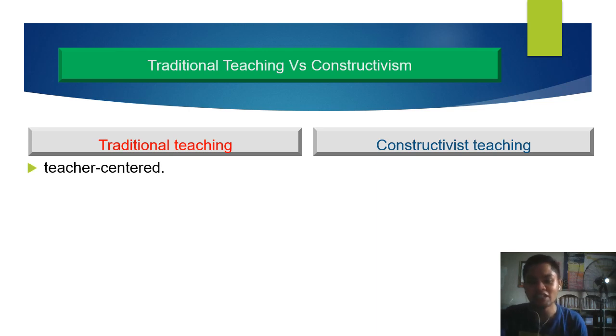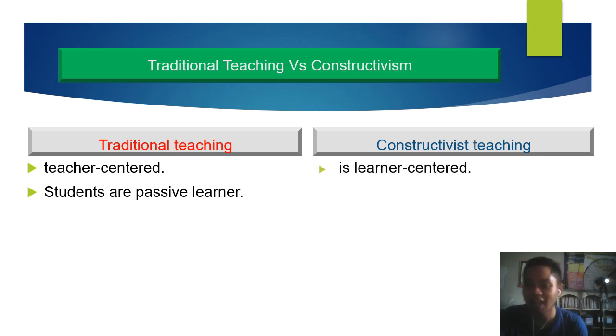So traditional teaching is more on direct instruction and is teacher-centered. Students are passive learners, and it's the teacher that directs and controls most of the learning activities. Next, the constructivist approach is learner-centered. Students are active learners and not just recipients of information. The teacher facilitates and guides students to learning.